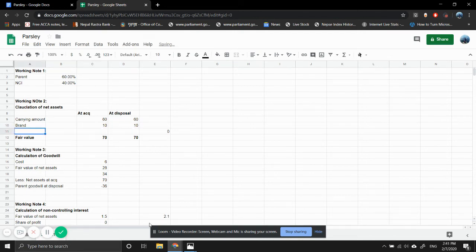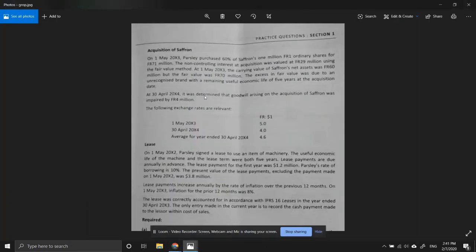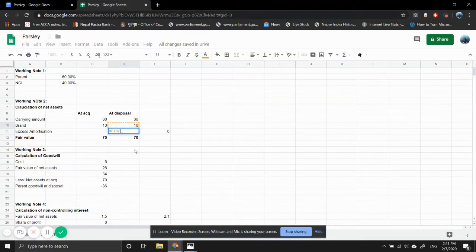And this figure will be the same, excess amortization. So all these are in addition, divided by how much is the life, 5 years. So how many years have gone by? On May 20x3, that means it was purchased 2 years back. Where we are at 30th April 20x4, exactly 1 year ago. Okay, so only for 1 year. Easy.